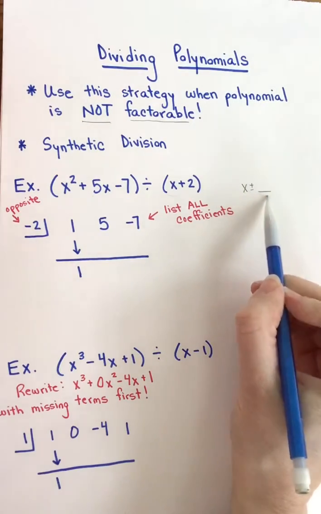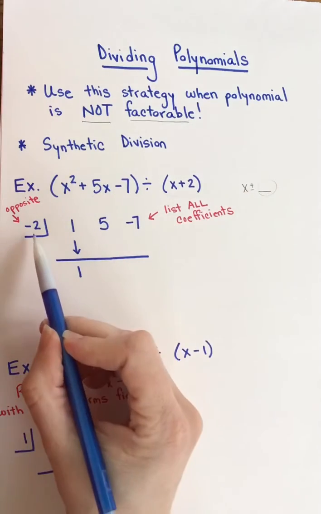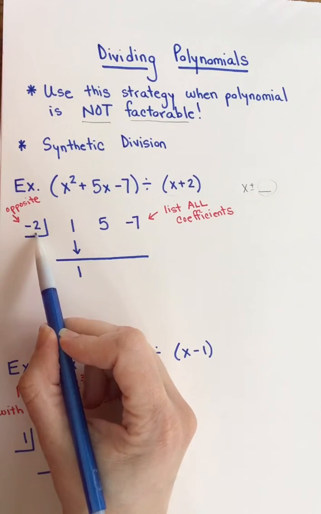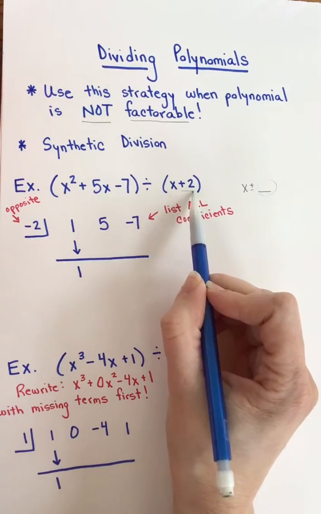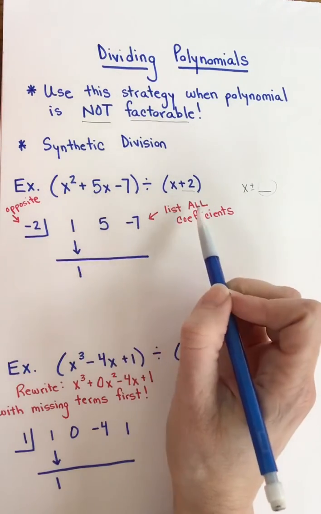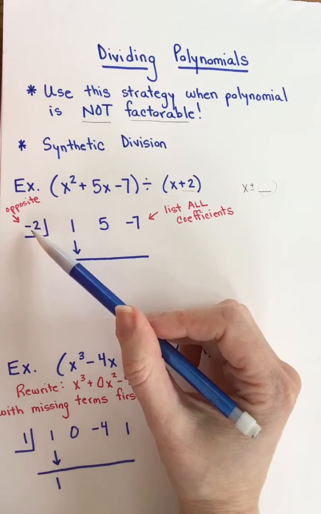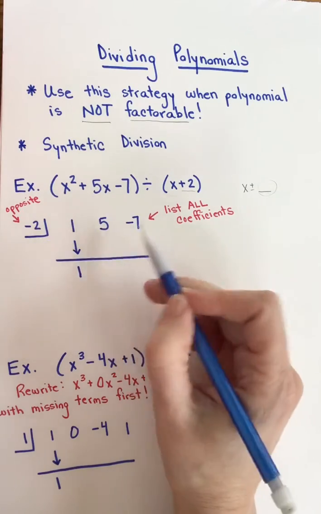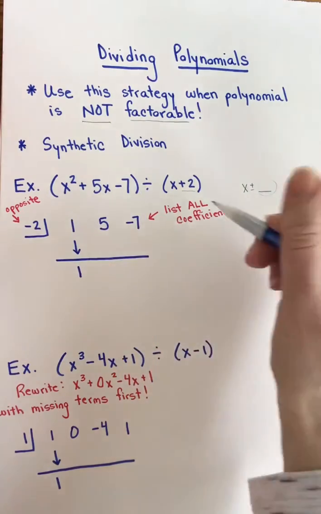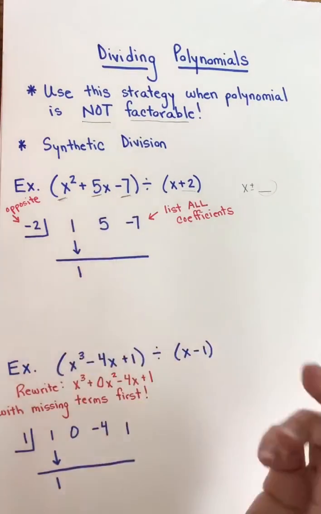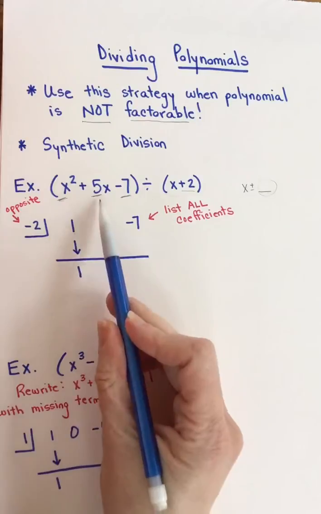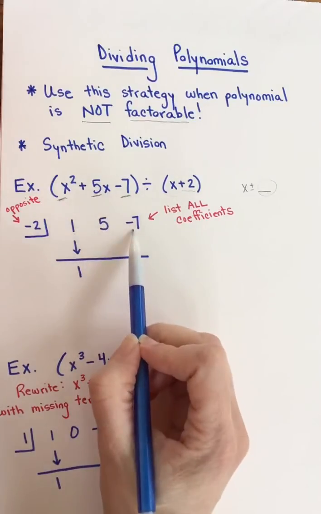You are going to take that number and put it in what I would call the penalty box off to the side. It's actually the opposite of what you see. If you see a positive, you're going to put a negative. If you see a negative, you're going to put a positive. The next thing you're going to do is list all the coefficients. Coefficients means numbers in front of the variables. So I have an invisible 1, a 5, and a -7.